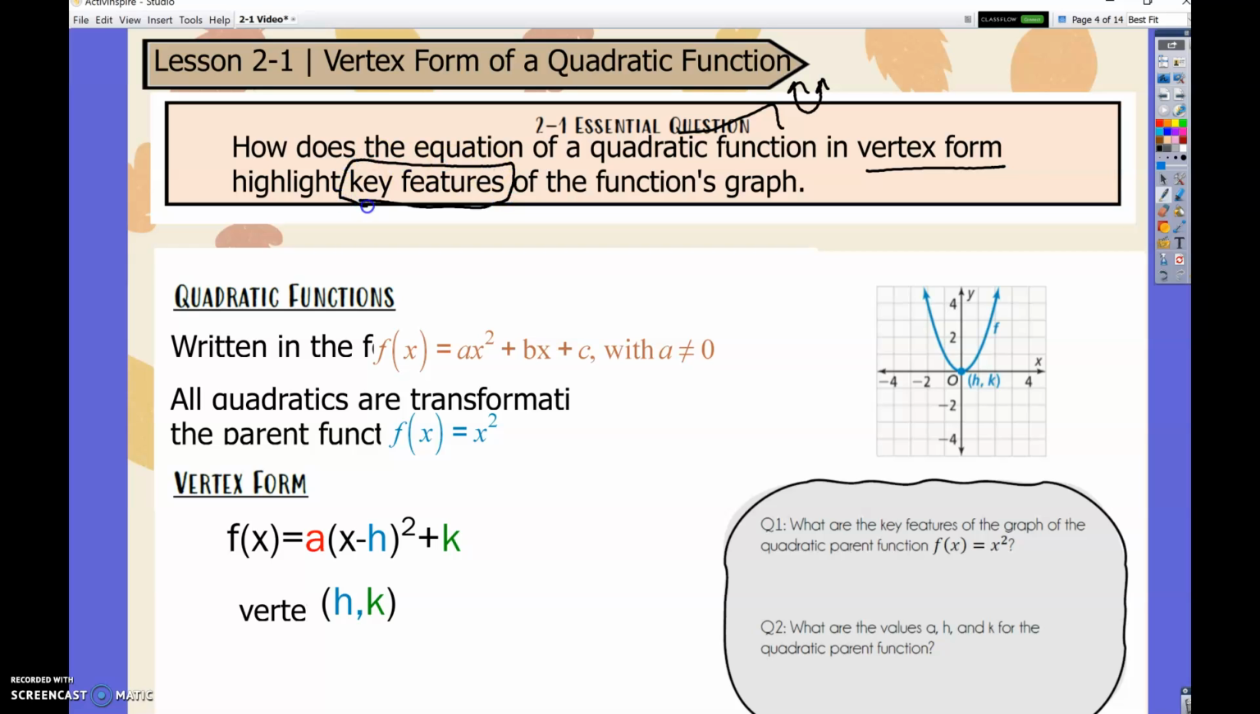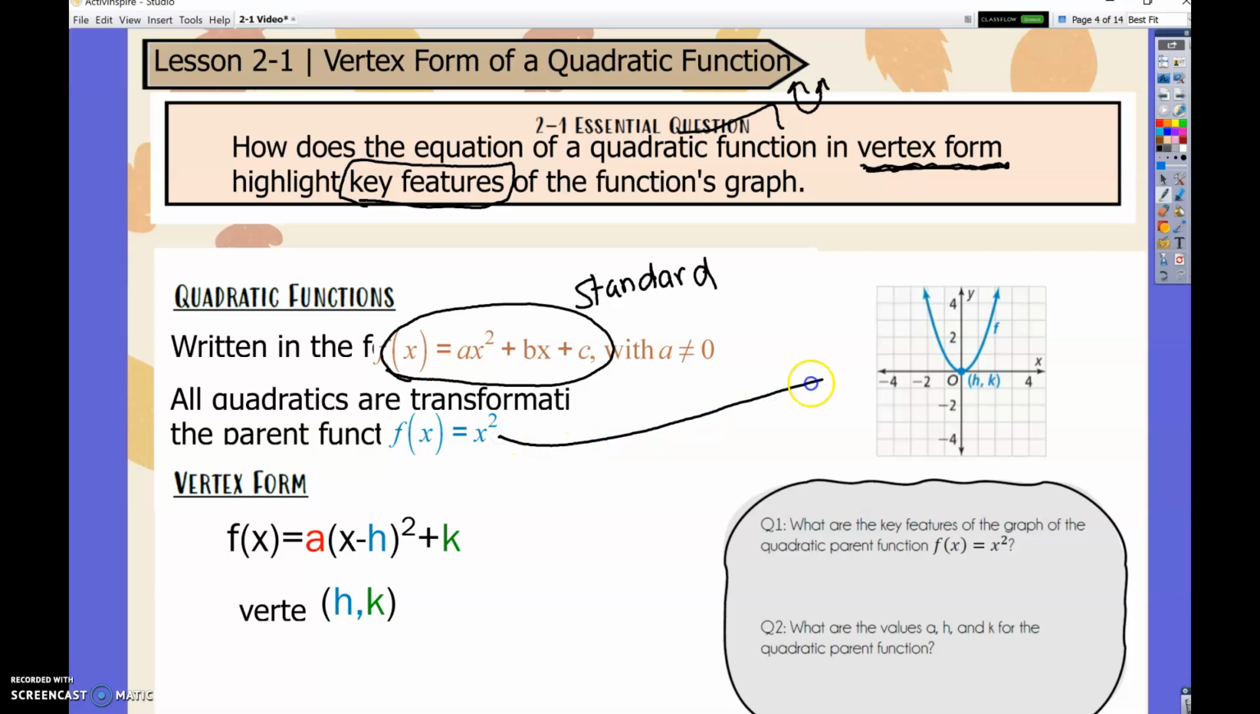So again, we're looking for these key features, but the vertex form that I introduced you to on the last slide has some special qualities that help us find these key features quicker. So with quadratic functions, we've normally been seeing a function like this, and we think of that as our standard form. It's usually the one you learn first. But also, and it's important to note, our parent function is going to be the x squared graph here. So we're just going to refer to that as our basic quadratic parent function.